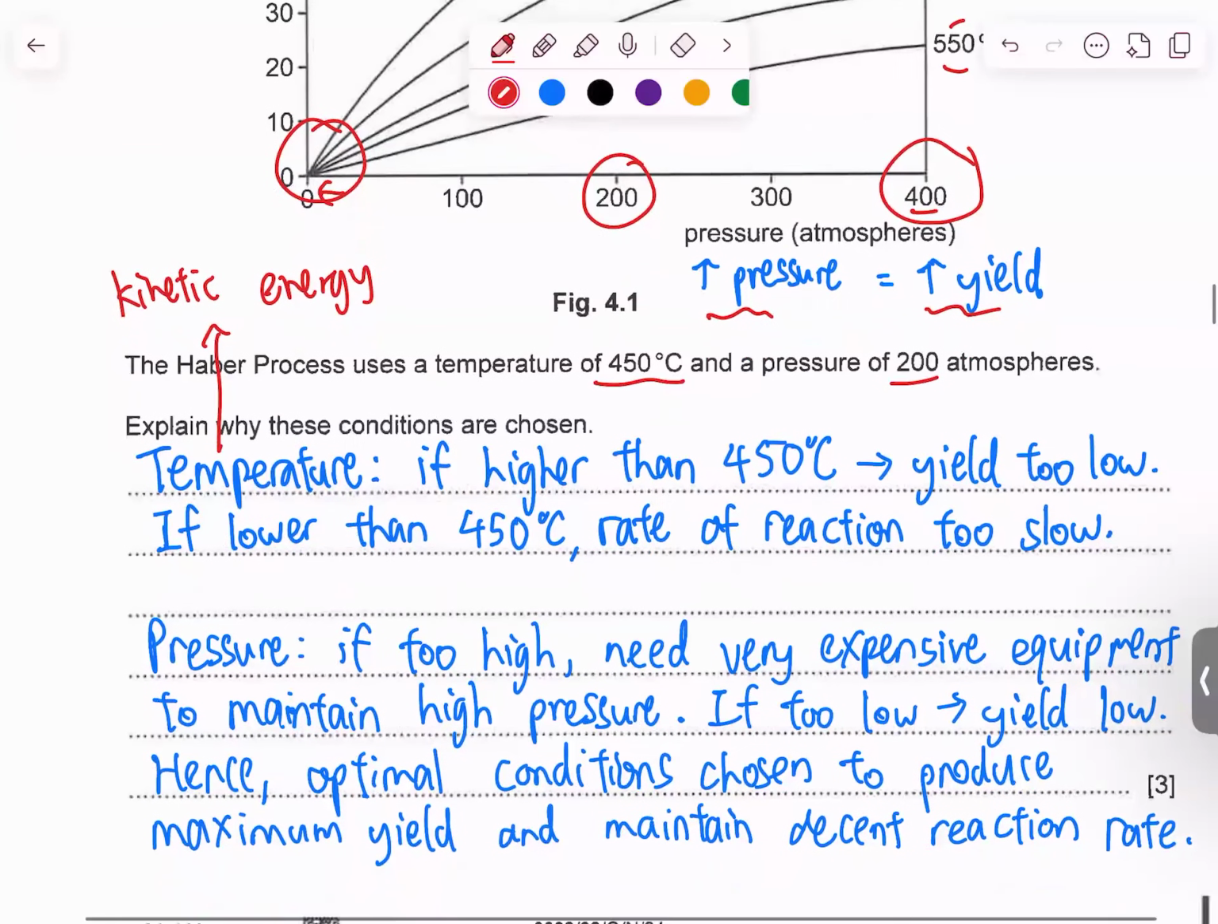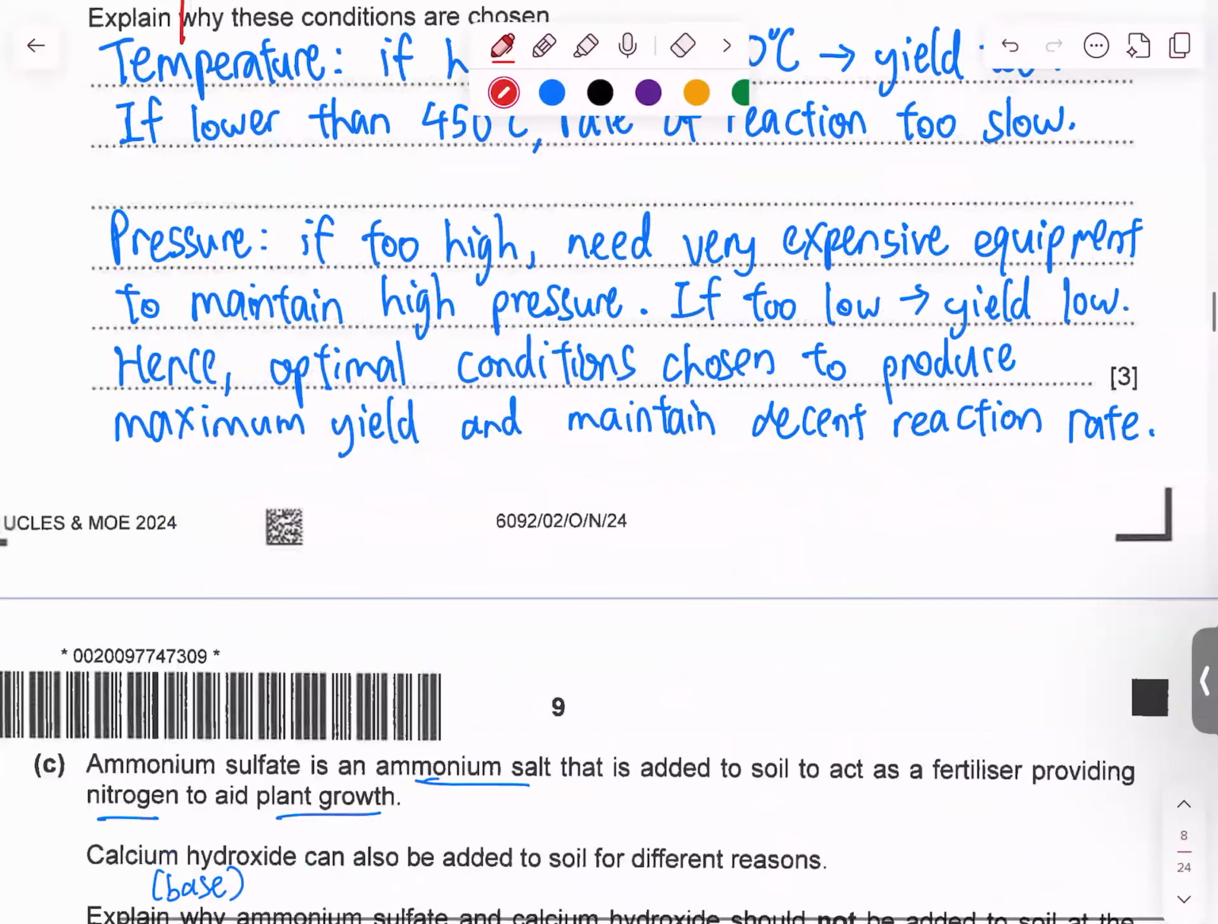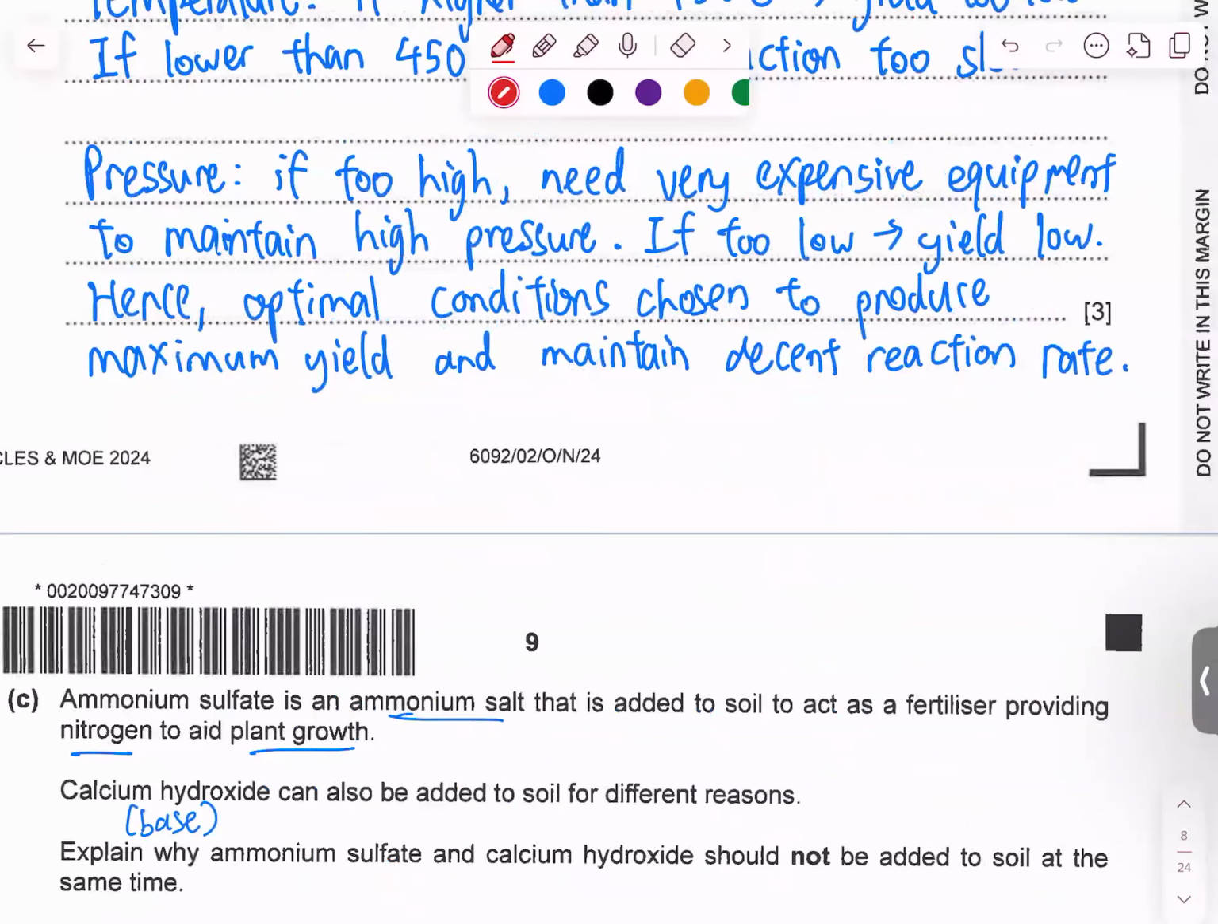Okay, now, next part: ammonium sulfate is an ammonium salt that's added to soil as fertilizer to provide nitrogen to aid plant growth. So actually, most fertilizers contain the ammonium cation.